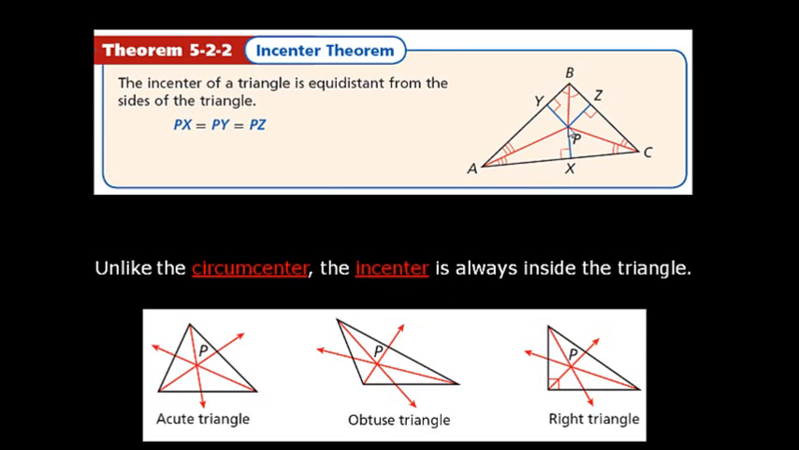And also the point P here, the incenter, is also the center of an inscribed circle. For the circumcenter, we talked about a circumscribed circle. But this one right here is an inscribed circle. So this circle is inside of a triangle, and the circle touches each of the sides of the triangle. So that would make lines PZ, PY, and PX each one a radius of the circle, and point P is the center of the circle.